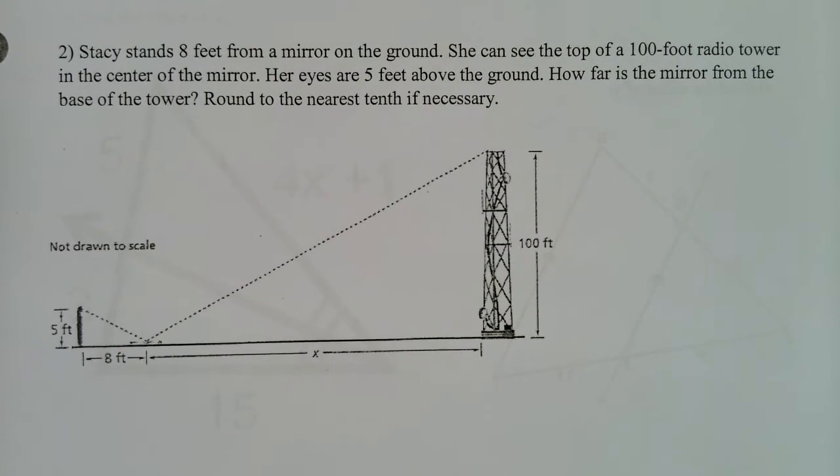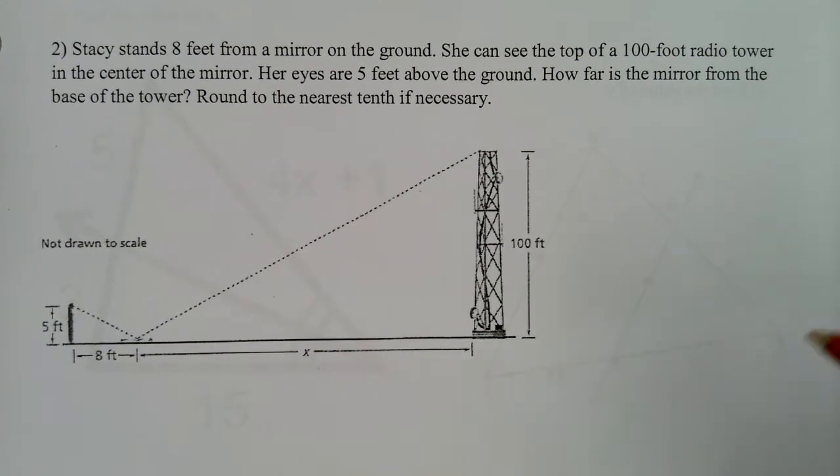Number two, Stacy stands 8 feet from a mirror on the ground. She can see the top of a 100-foot radio tower in the center of the mirror. Her eyes are 5 feet above the ground. How far is the mirror from the base of the tower? Round to the nearest tenth if necessary.